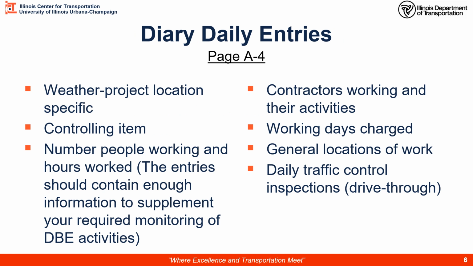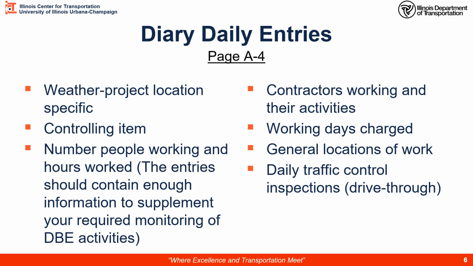Let's talk about daily diary entries. What is required? You can view the list of required items in the diary by looking on page A4 in the Doc Guide. They include weather, project location specific, also the controlling item. This is the basis for charging working days or workable days. Can the contractor work on the controlling item? And often weather plays a large role in that.